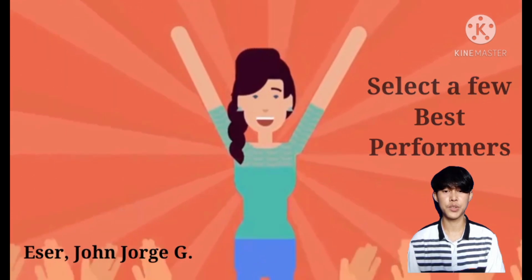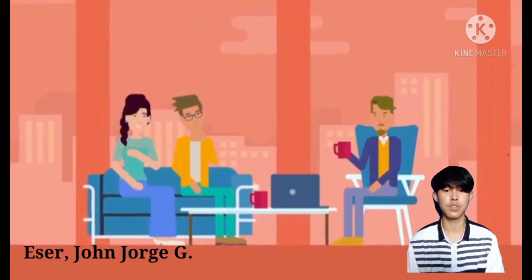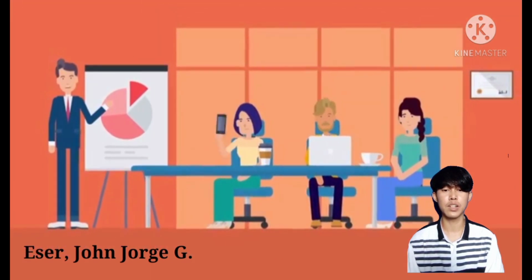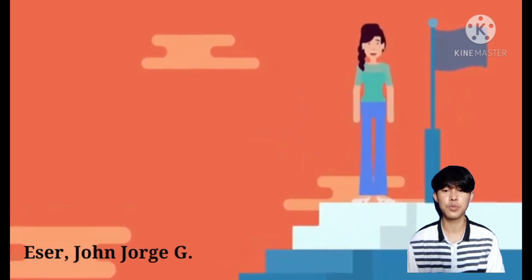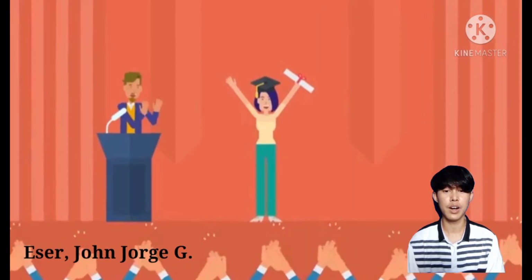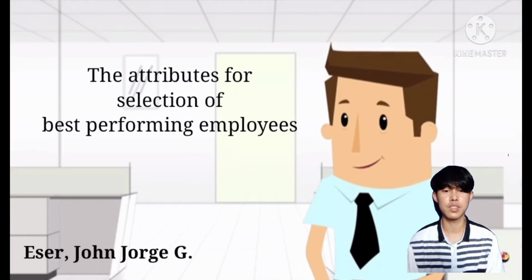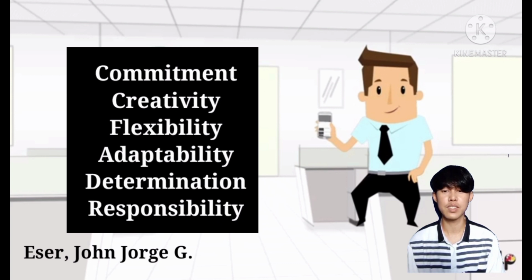Recognition and rewards. Select a few best performers. It is quite important that awards are given to real achievers, but it should not be a routine affair. The selection of the awardees should be given due consideration so that the few who have performed a top-notch job are awarded. The attributes for selection of best performing employees in ETDC include commitment, creativity, flexibility, adaptability, determination, and responsibility.